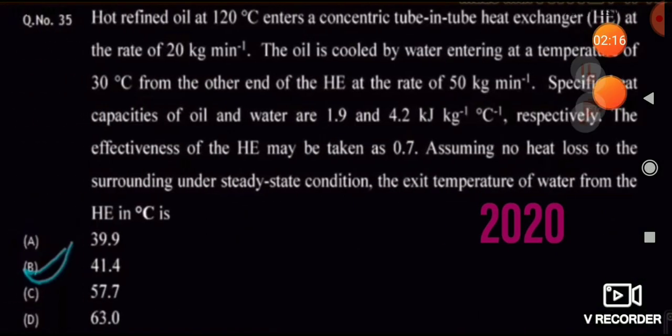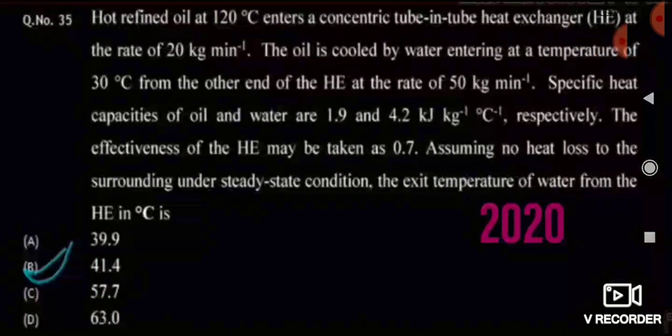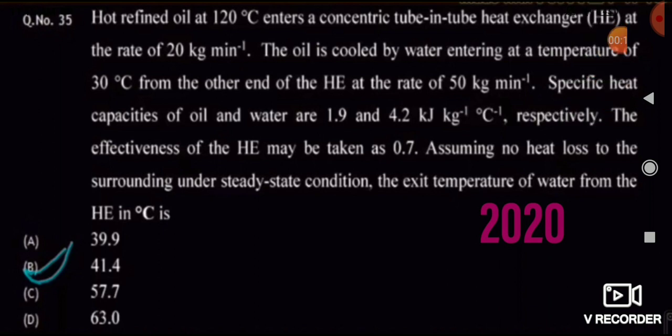Friends, in 2020, means this year, it has asked a very easy question. It is looking a little bit lengthy, but it is going to be very easy. You see here that hot fluid enters at 120 degrees centigrade at a rate of 20 kg per minute, and the oil is cooled by water entering at a temperature of 30 degrees centigrade from the other side of the heat exchanger. Means it is the case of a counterflow heat exchanger, and at a rate of 50 kg per minute.